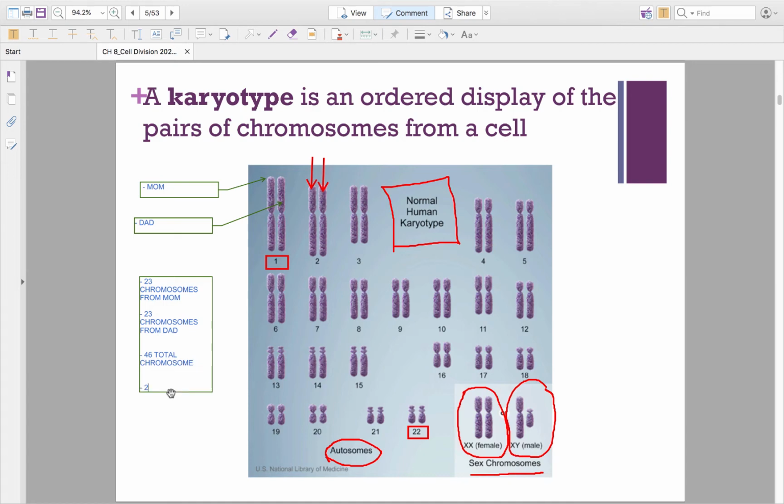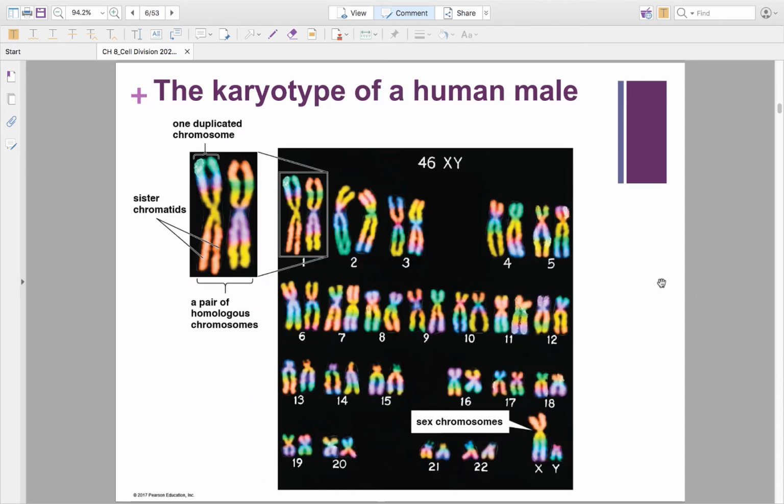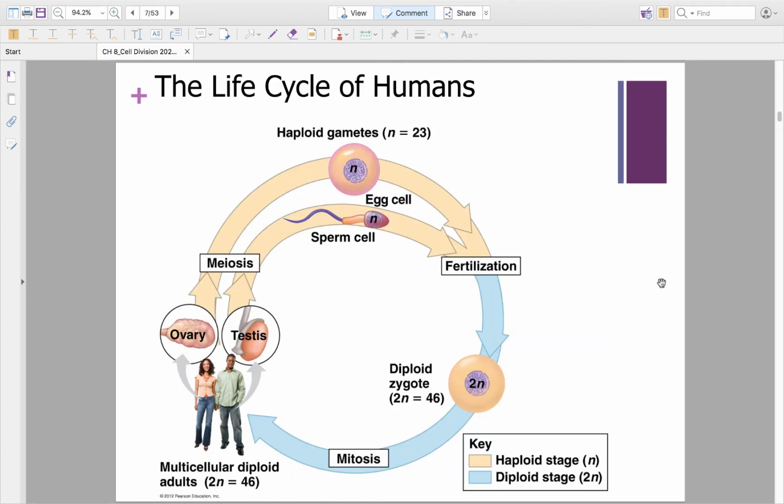I also want you to see this term. What we have is 23 pairs of homologous chromosomes. Make sure you're taking notes. Very good. Let's go ahead and move on.